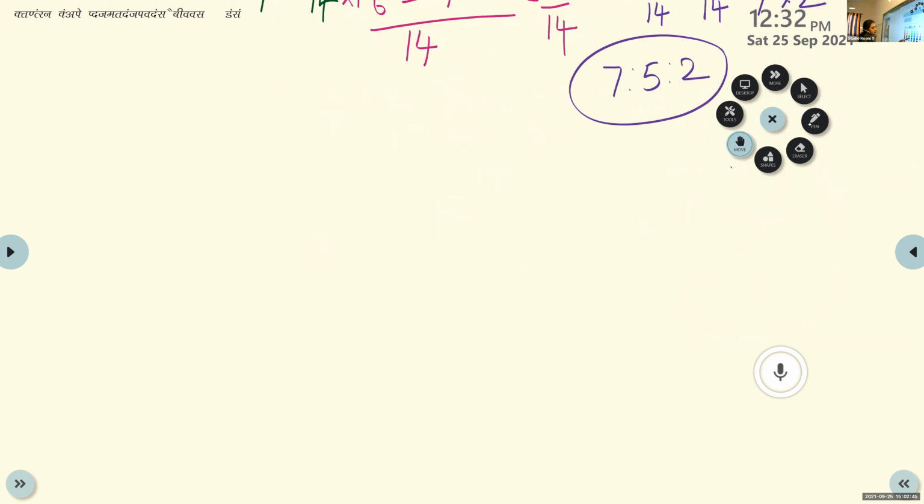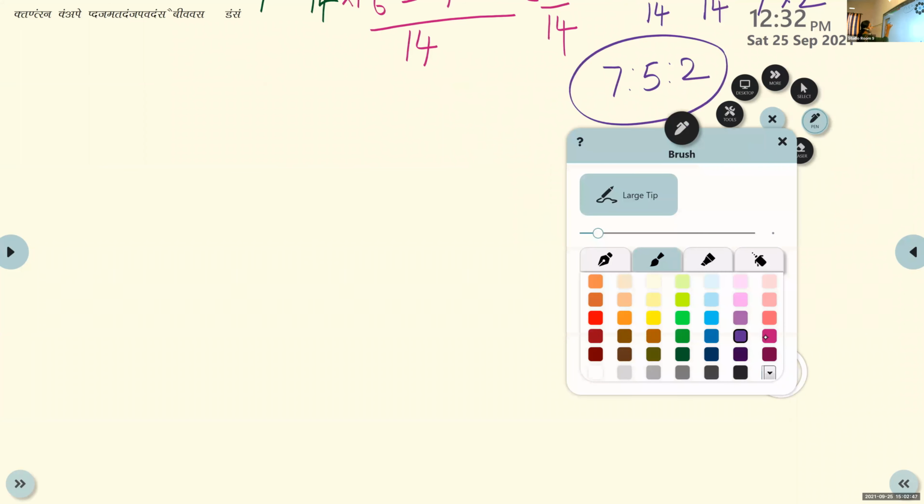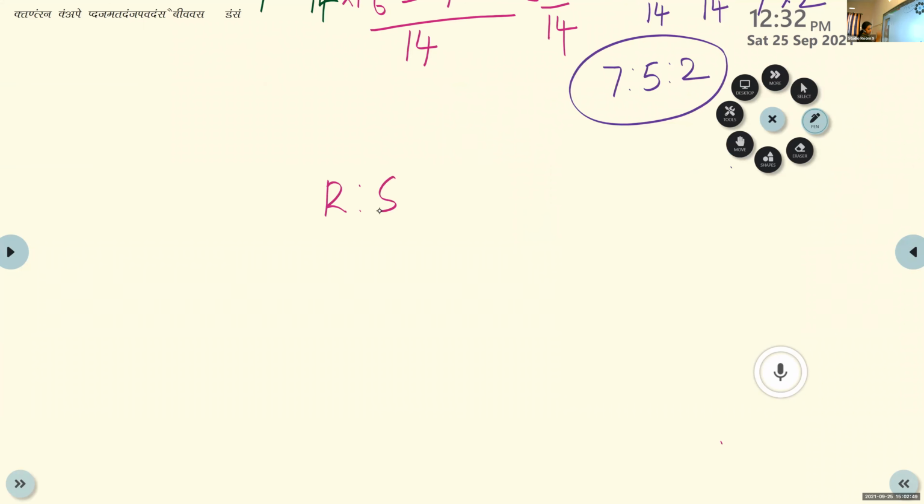Two partners, do this alone. R and S, 3:2. New partner T, 1/8, equally from R and S. Equally. Do it. Quickly give me the answer.